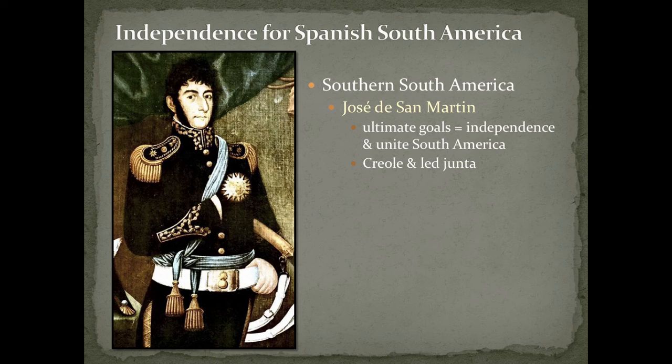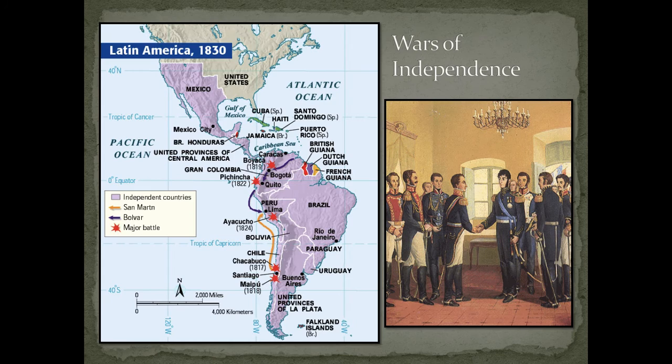And he also established a junta there in the Rio de la Plata, what becomes Argentina and Chile. So, like Bolivar, and this is happening at the same time as Bolivar, he's going to win victories against Spanish royalists in southern South America, moving from what's today Buenos Aires in Argentina to Chile and moving up towards Peru. And at the same time that Bolivar is fighting Spanish royalists in the north, they wind up meeting and having a final showdown against the Spanish.